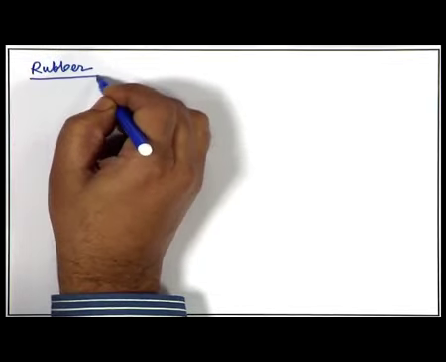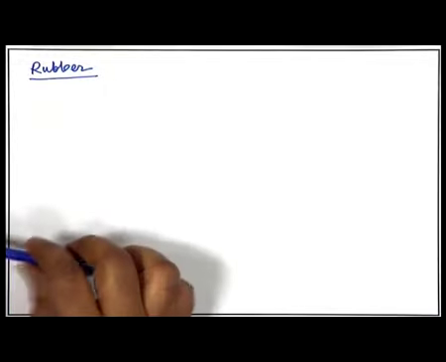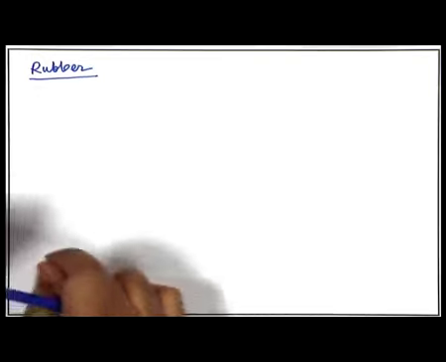Now, obviously, when you talk about rubber, it must be an elastomer. The most common example is the rubber band. You can stretch a rubber band easily, and when you leave it, it will come back to the original dimension because of its elasticity. So, that is what we mostly associate with rubber. They are basically elastomers.